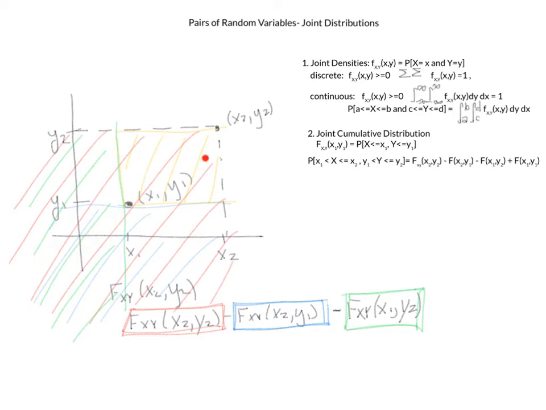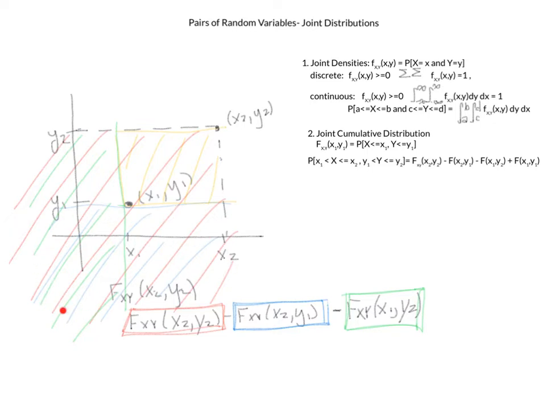We wanted this yellow shaded region, so I started by taking all the red region, everything less than or equal to x2 and less than or equal to y2. So the red region had too much, so I took out this blue region to take out everything that was less than or equal to y1, and I also took out this green region, everything less than or equal to x1. But what you can see, the red region minus the green region, that's good. The red region minus the blue region, that's good.